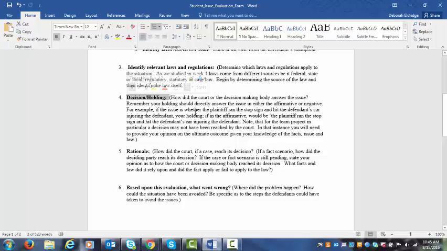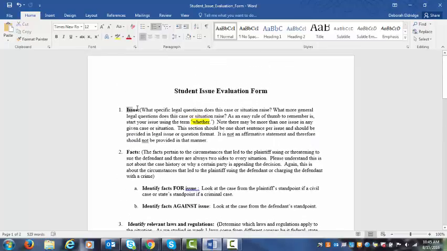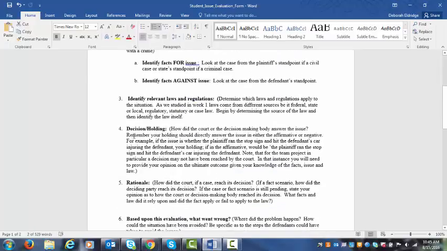Now, another very, very important section is your decision and holding. The holding actually answers the issue that you articulated and stated above here. That means that your holding should mirror your issue, answering it in the affirmative or negative. It's not yes or no. You'll lose points for saying that. Your holding or decision should literally mirror the issue.